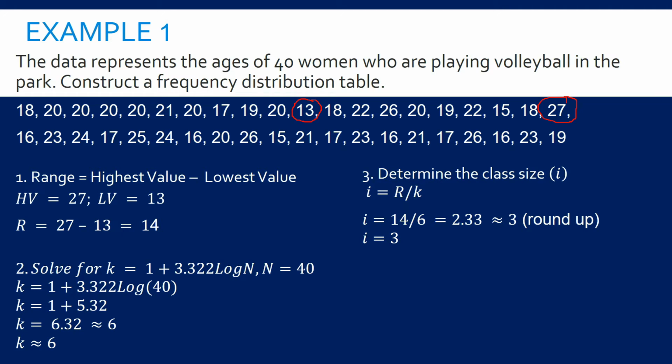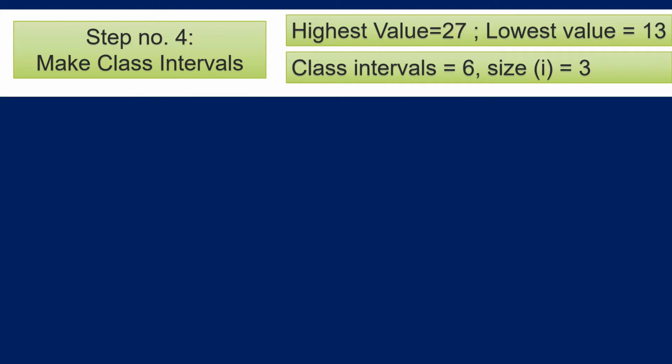The next thing that we are going to do is determine the class size interval. The formula is I equals R over K. We know that the value of our R is 14 and the value of our K is 6. So operating this, we have 14 divided by 6. I have 2.33, and I round it up to the nearest whole number, which is 3. So the expected class size is 3. We have to remember this, that we are about to make 6 class intervals with a class size or class width of 3. Step number 4 is to make class intervals.